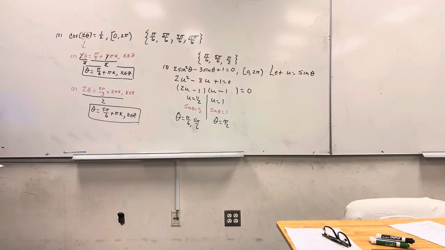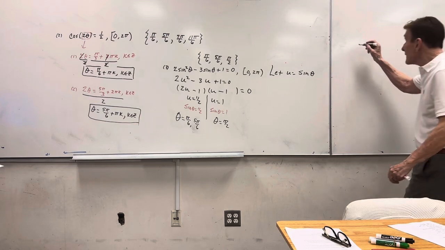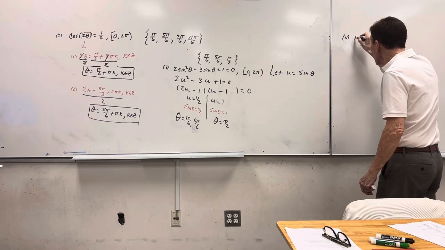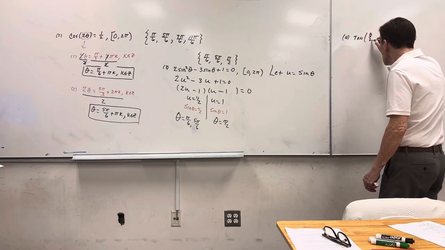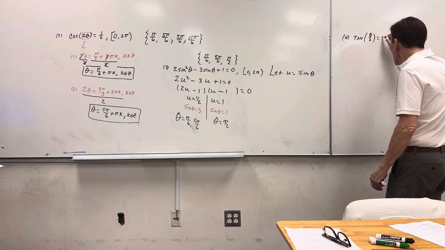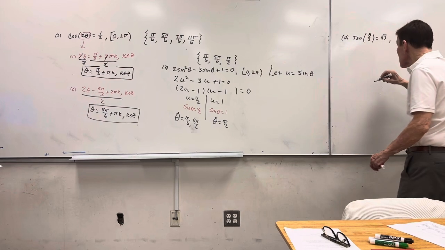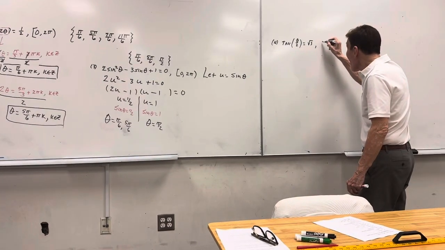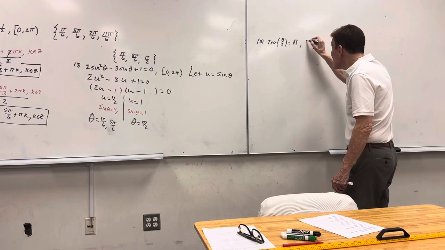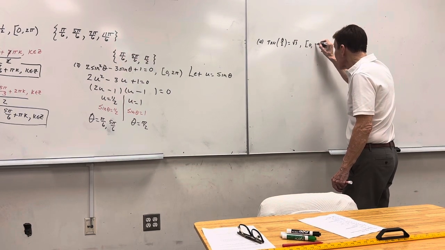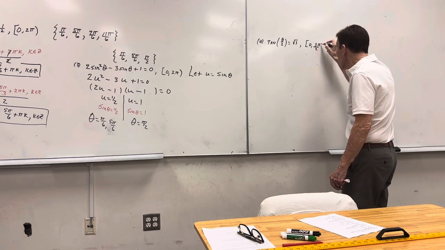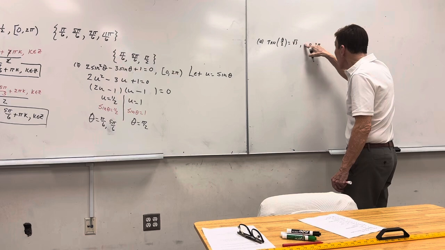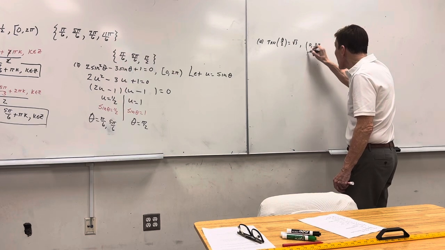What's the next one? The next one is tan of theta divided by 2 equals radical 3. And did I give you a restriction? It has to be between 0 and 3 pi over 2. Was it open or closed? Both of them were parentheses.